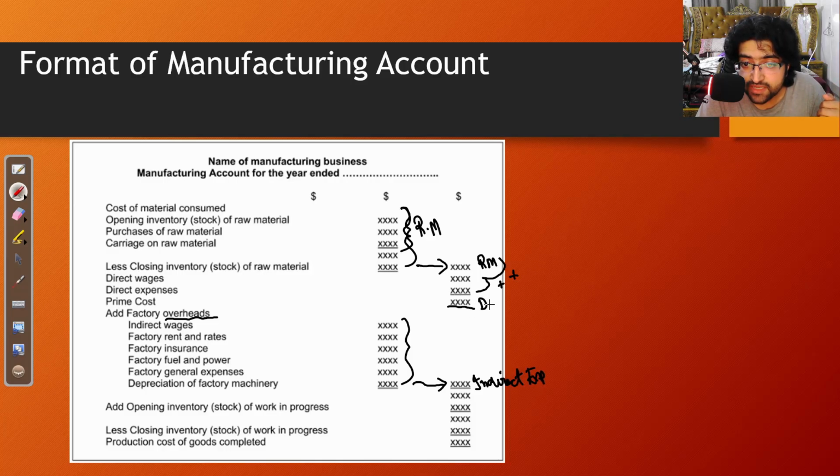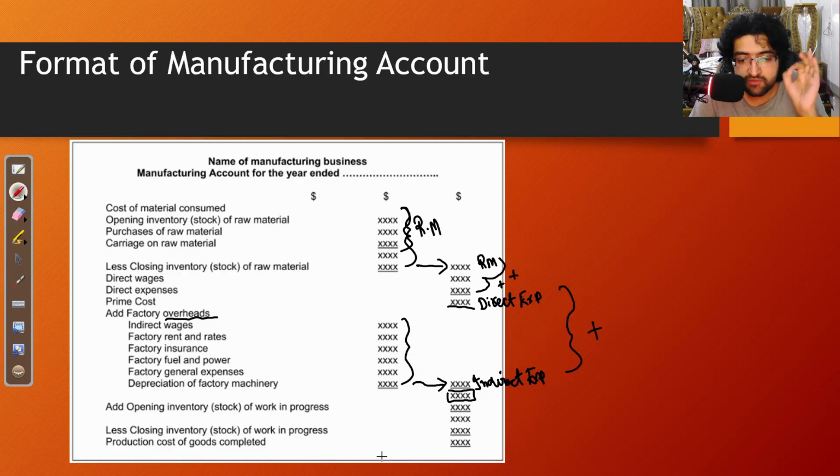Prime cost is the total of all the direct expenses. Obviously, to find the cost of production of the factory, we have to add these two. So we add these two and get a new figure. Once you have a new figure, you add opening work in progress to it. All these things will be given in the question.